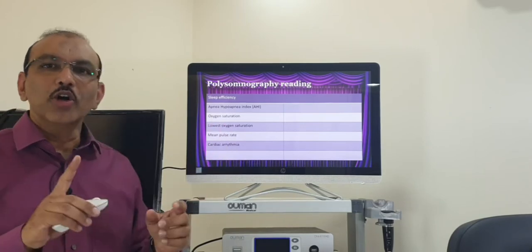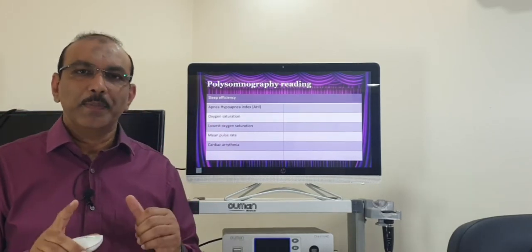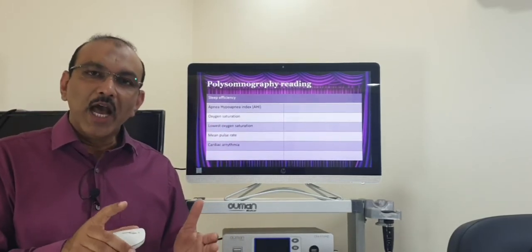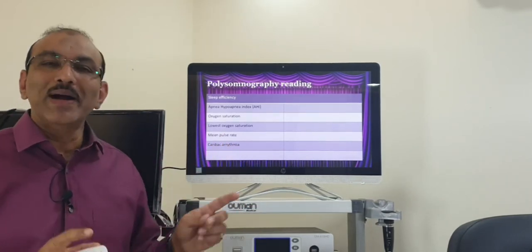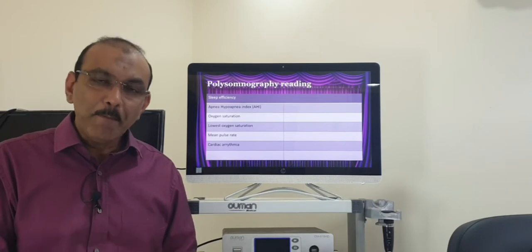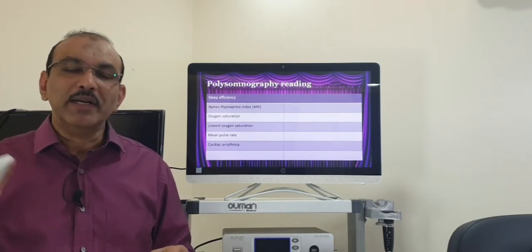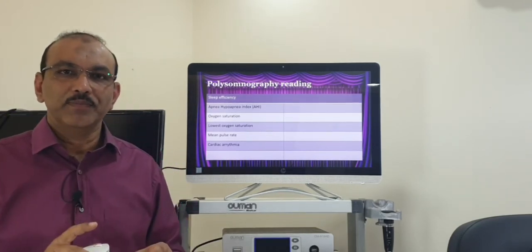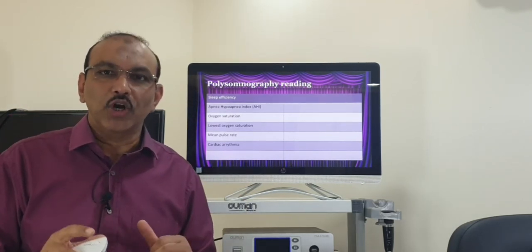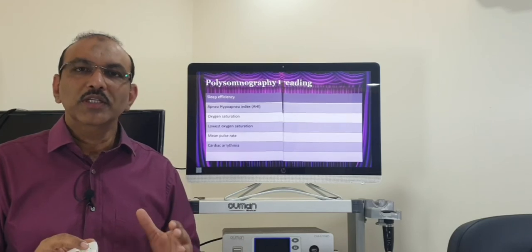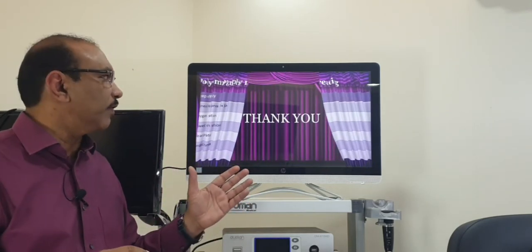Then, how much is the oxygen desaturation during the sleep? And how much is the mean and how much is the lowest? Likewise, I would like to know the pulse rate. How much is the minimum pulse rate? How much is the maximum pulse rate? How much is the average pulse rate? And the last one being whether he has got secondary cardiac arrhythmias or not. This is what I want to know. So this is all about polysomnography.